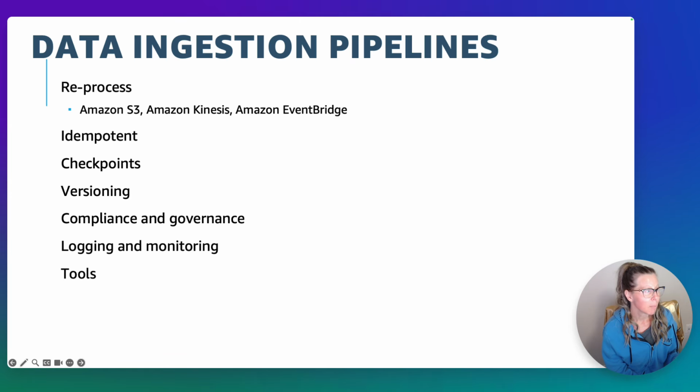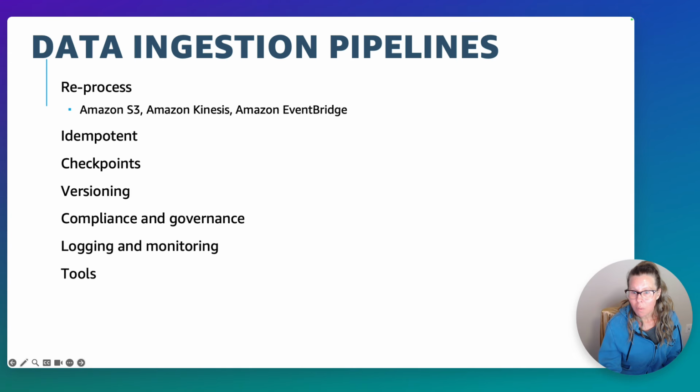Also, configure checkpoint mechanisms within the pipeline to track the progress and state of the data processing to determine the last successful processed data point. Then the pipeline can resume processing from that point in case of failures or interruptions. You can also add data versioning with your data ingestion pipeline.